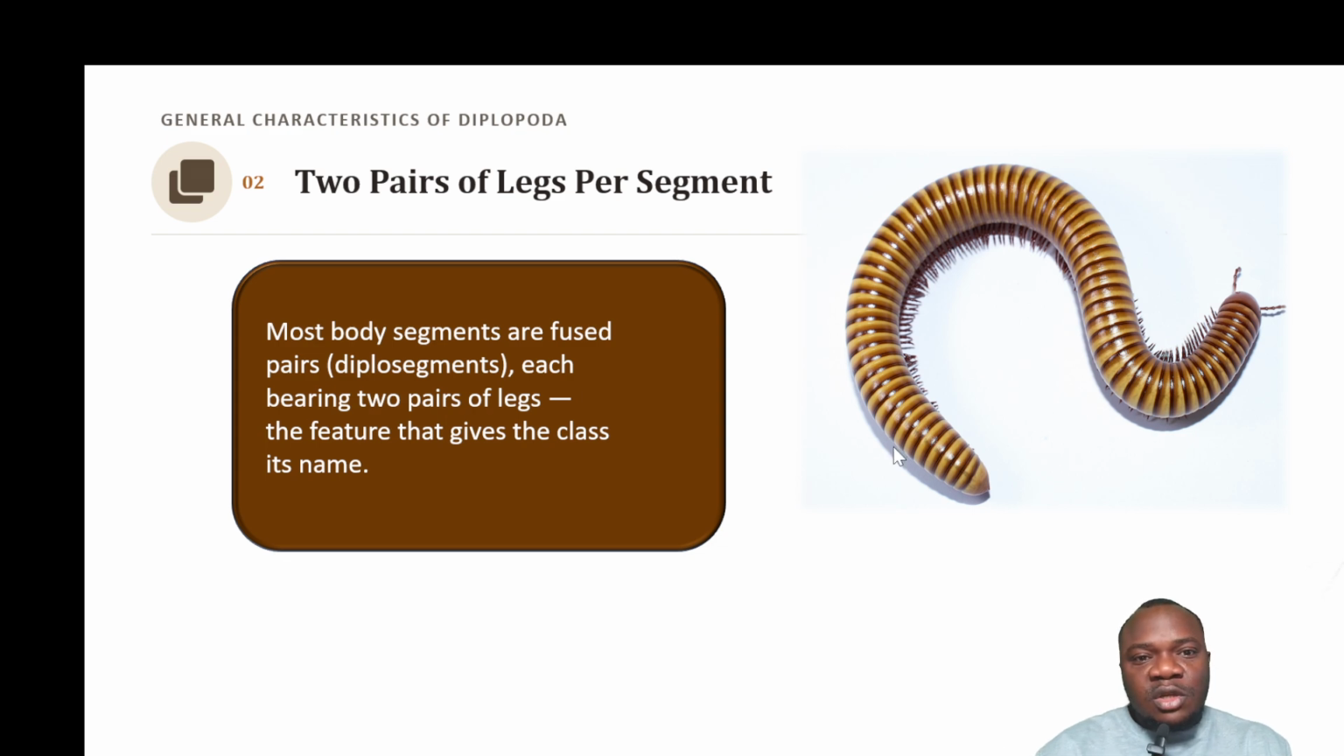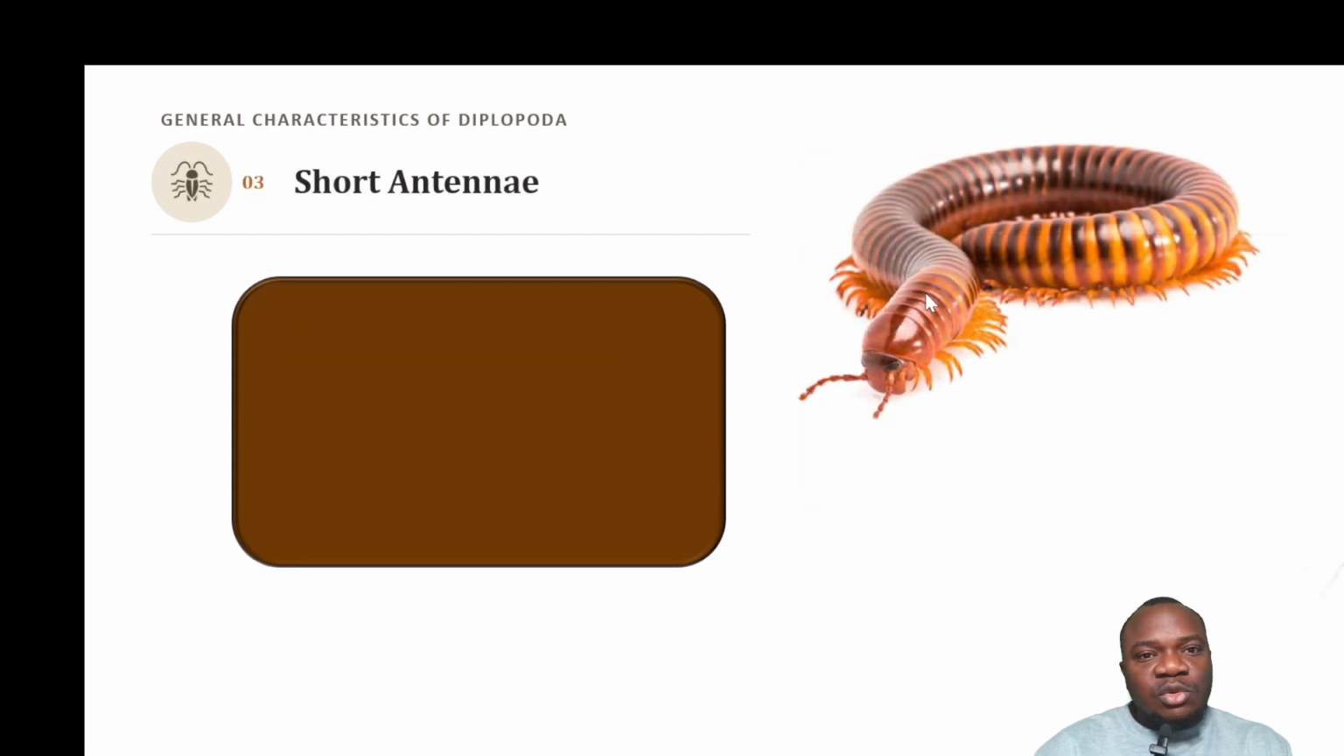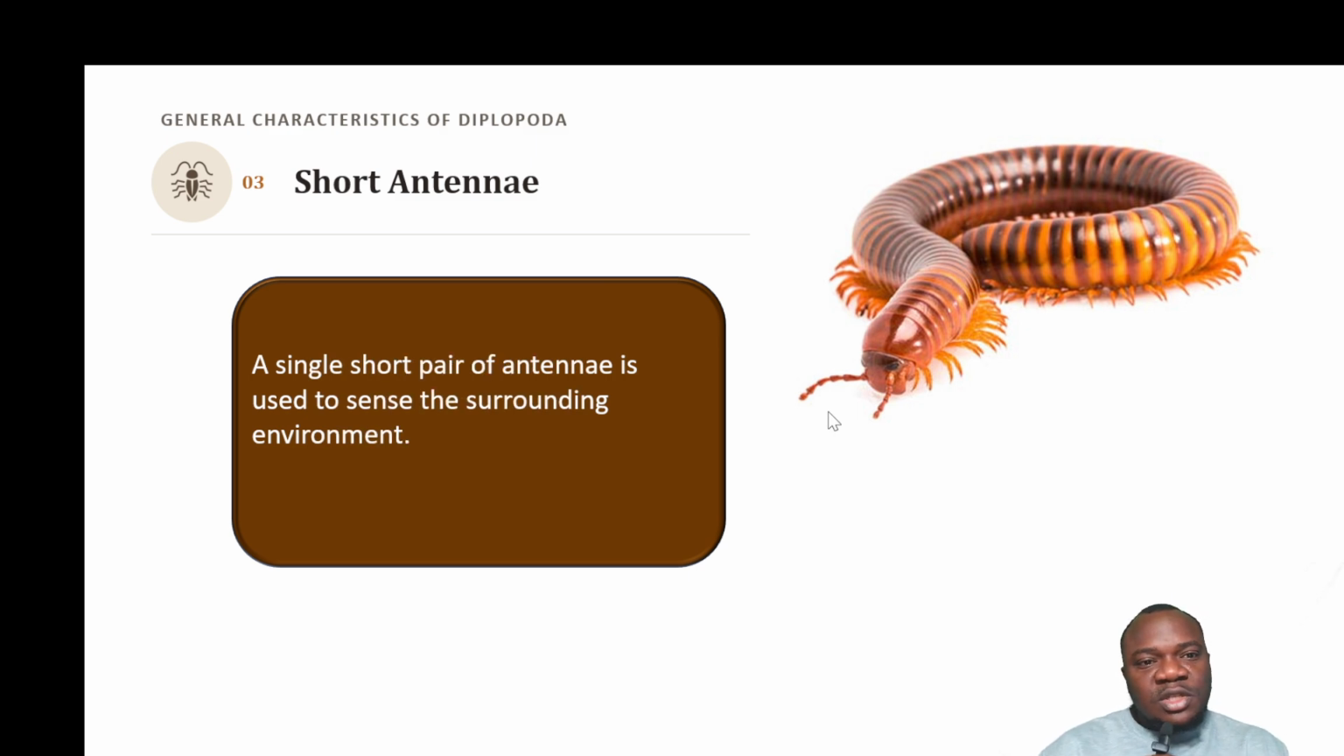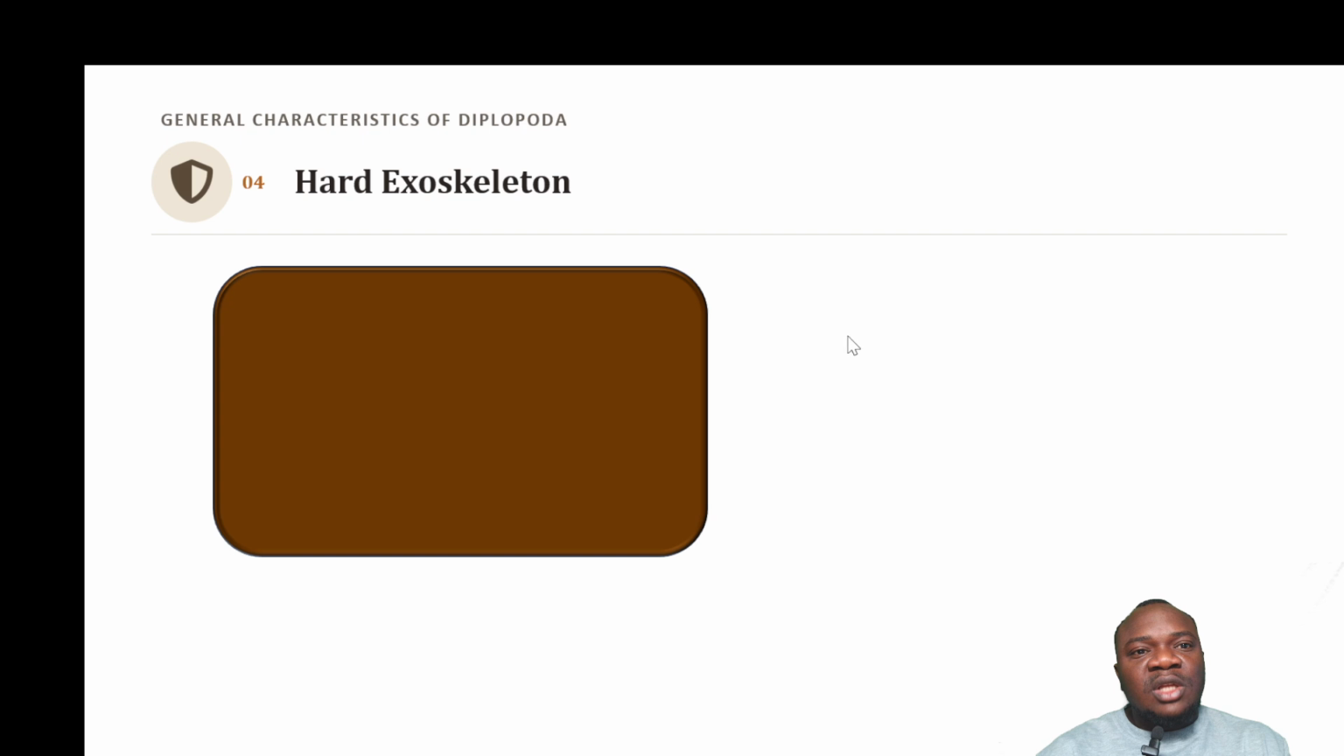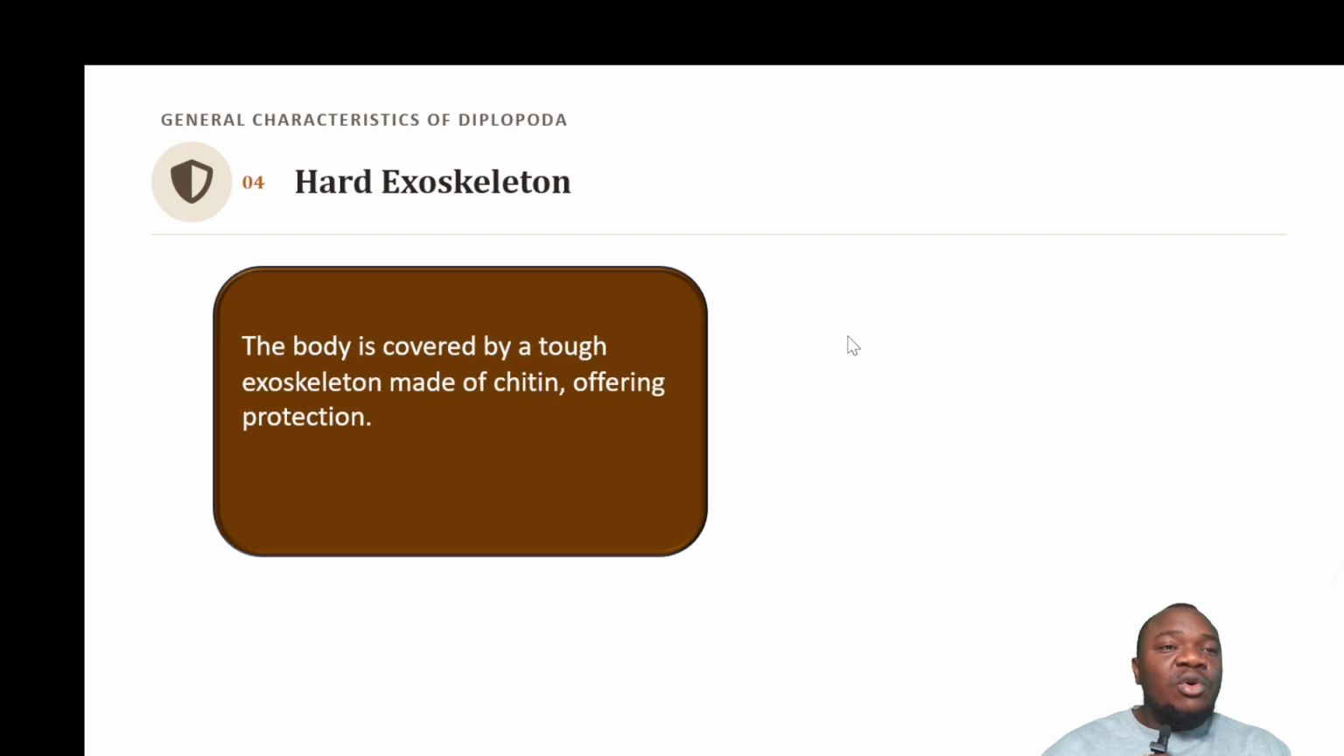The next thing: they have short antennae, and the antennae help them sense the environment. We also have a hard exoskeleton. There are different types of skeleton: terrestrial skeleton, endoskeleton, exoskeleton and hydrostatic skeleton. The body is covered by a tough exoskeleton made of chitin, which helps for protection.